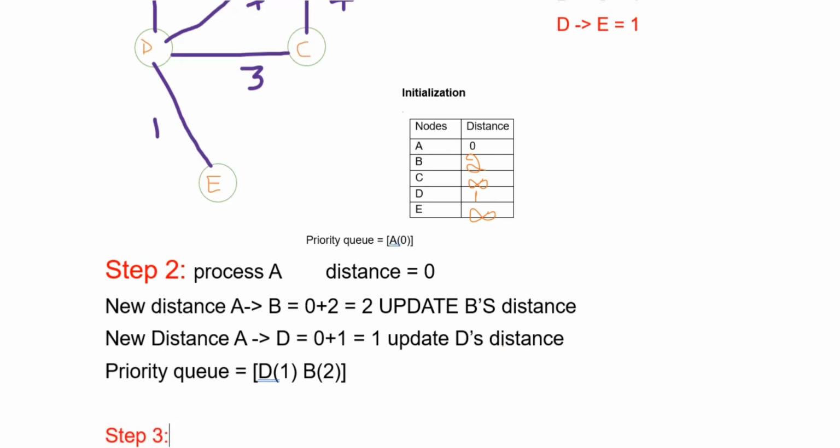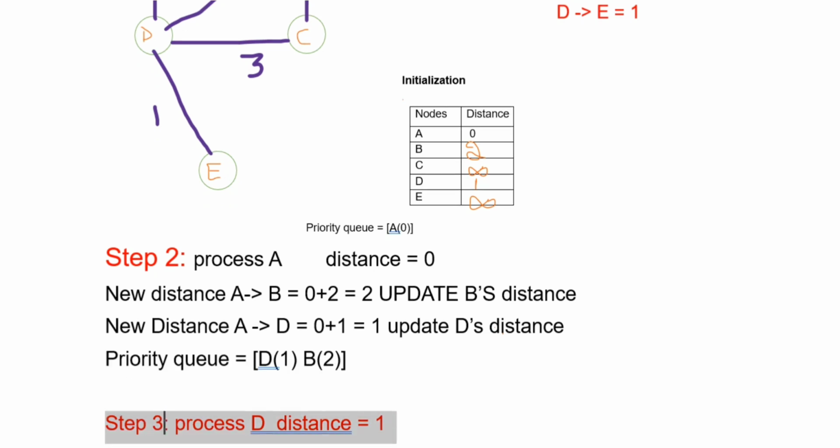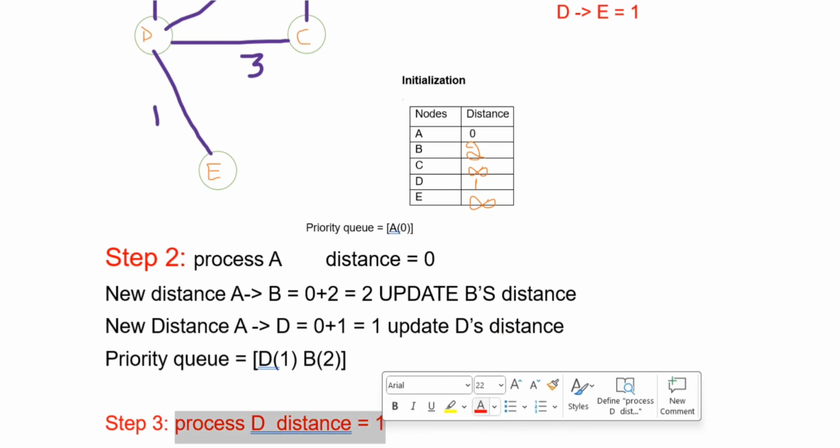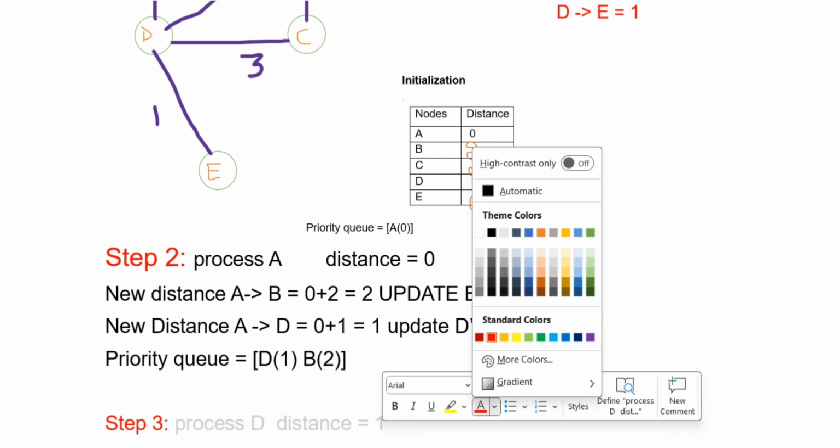Next, step 3. In step 3 we process D. Why do we need to process D? Among the neighbors of A, A to B and A to D, A to D is the smallest weight. So I need to process D, whose distance is equal to 1.